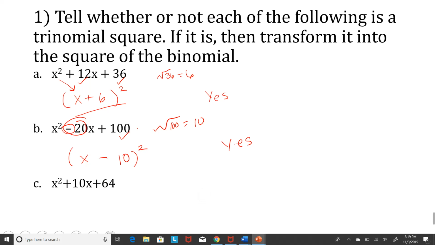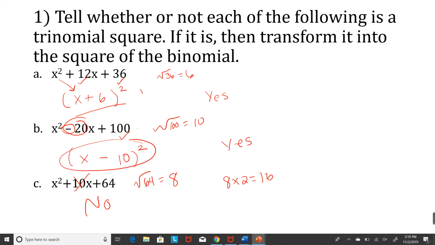The last one is x squared plus 10x plus 64. The square root of 64 is 8. Okay, except 8 times 2 is 16, not 10. So no, this is not a trinomial square because it's not going to factor into a binomial times itself like it did in the other two that were yes.